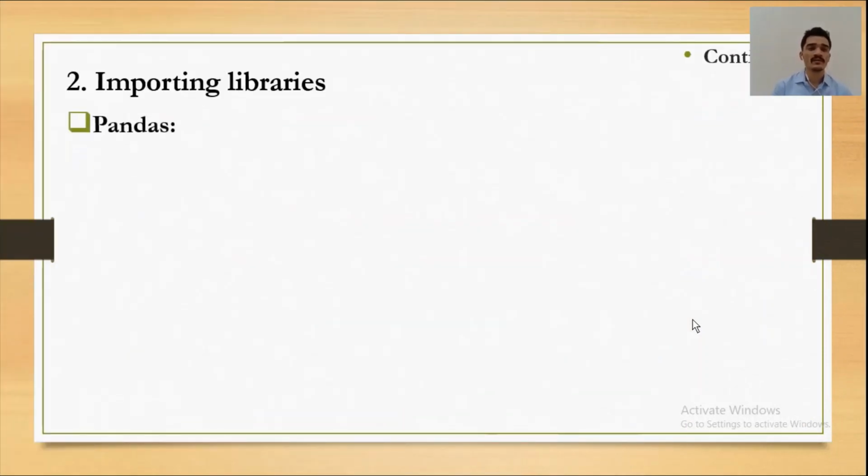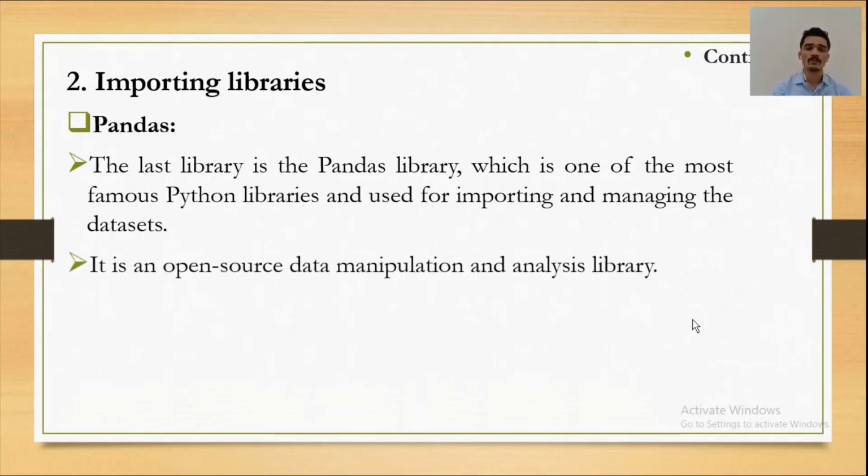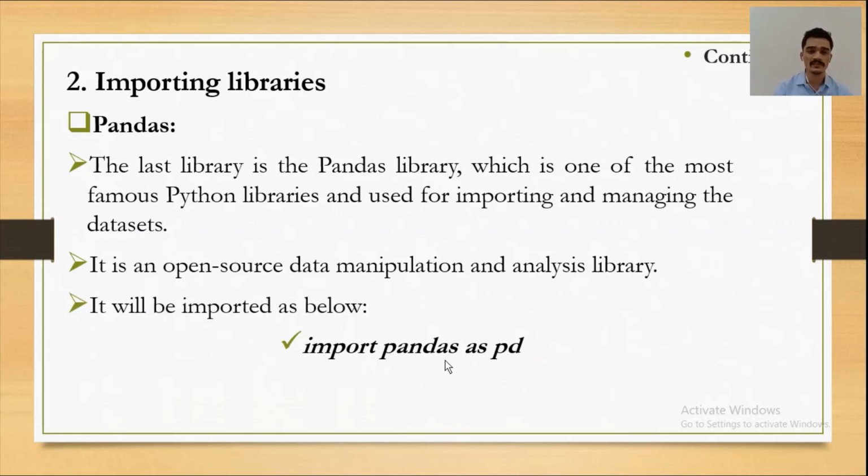Moving on to the next, third library is pandas. Pandas stands for Python data analysis library, and this is the last library in data preprocessing, and it is one of the most famous Python libraries, used for importing and managing datasets. And this is the open source data manipulation and analysis library. It will be imported the same as previous. Import pandas as pd. Pd is a short name or alias name. This is important. It is used as the alias for pandas.